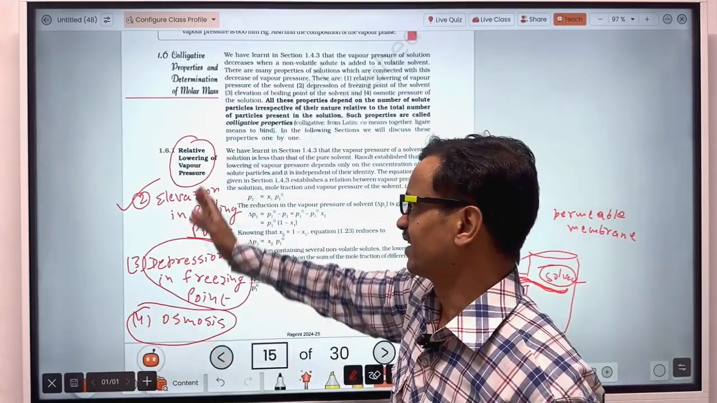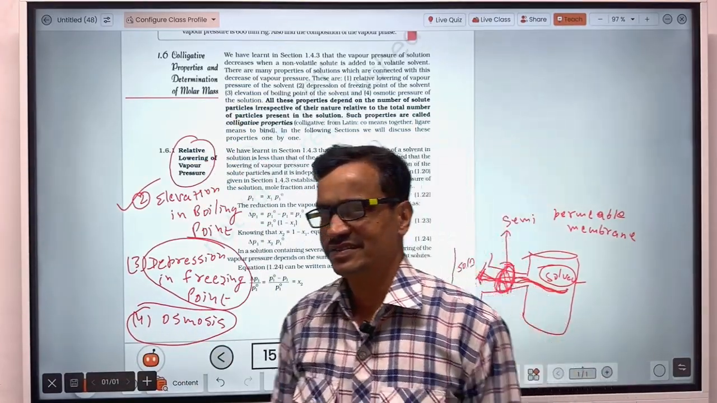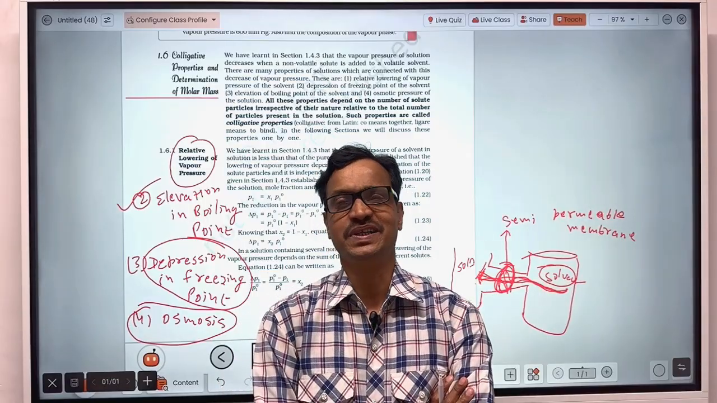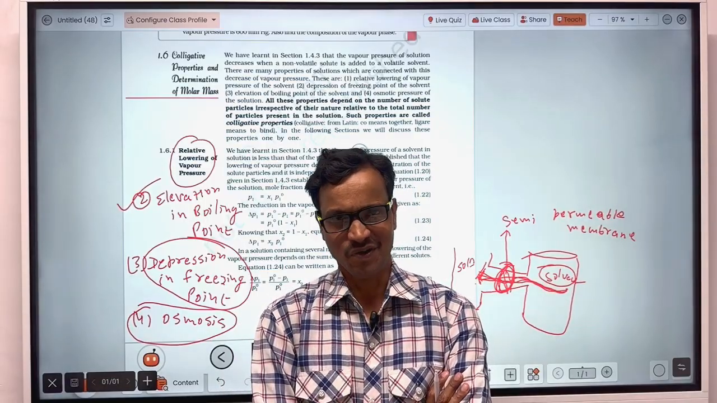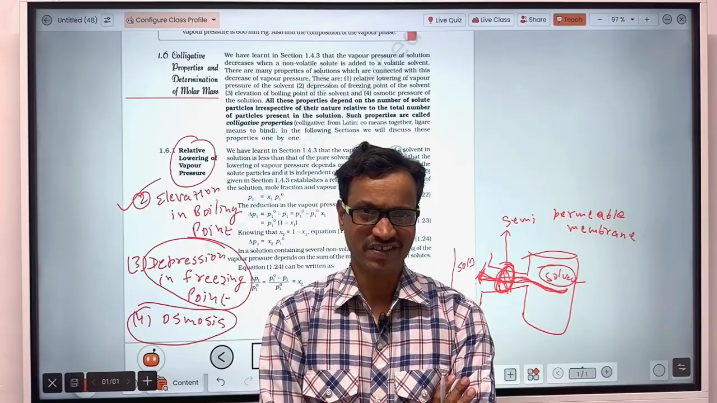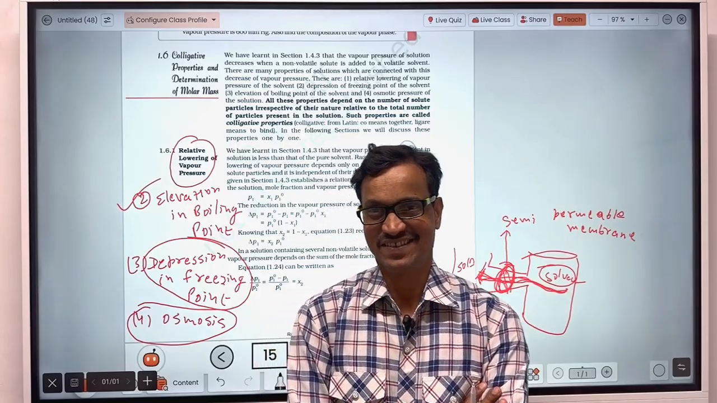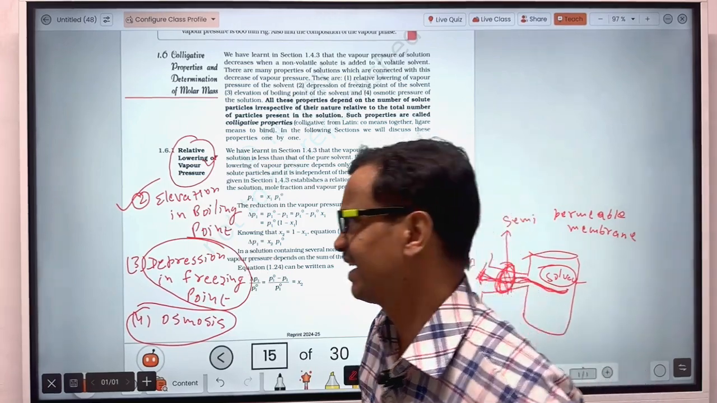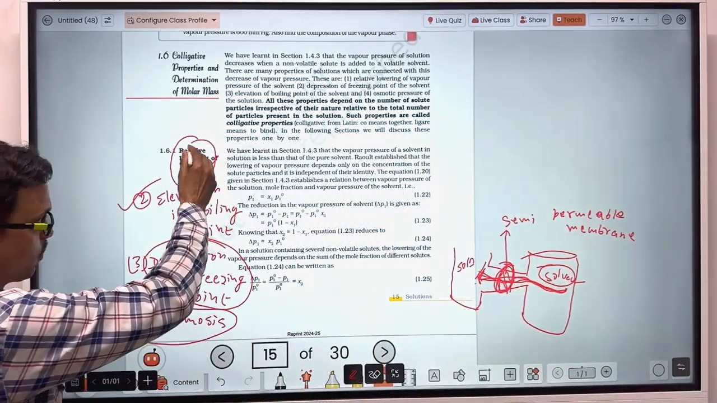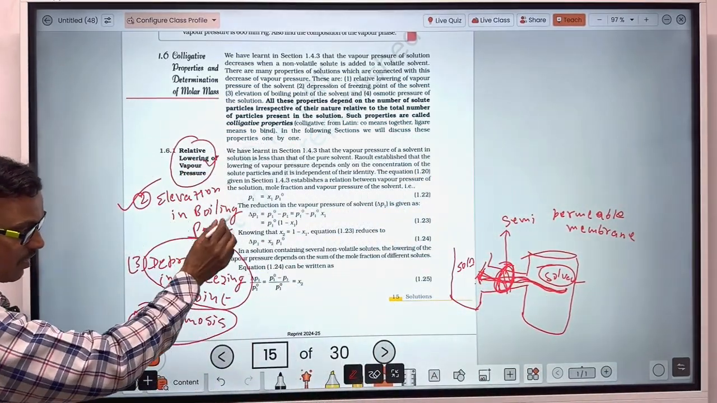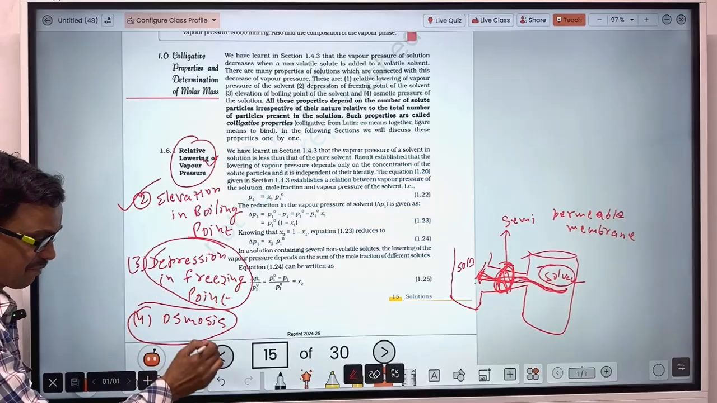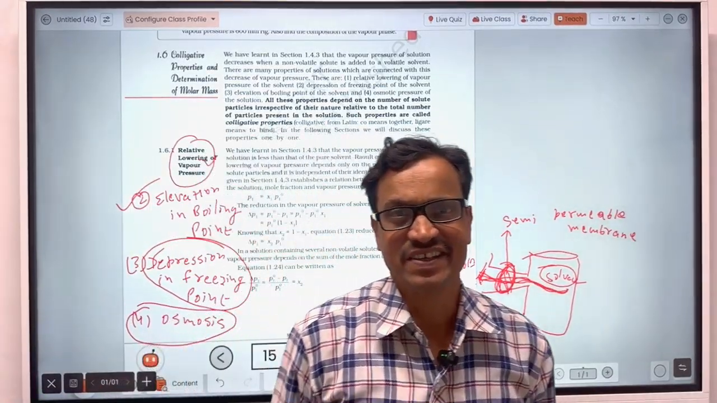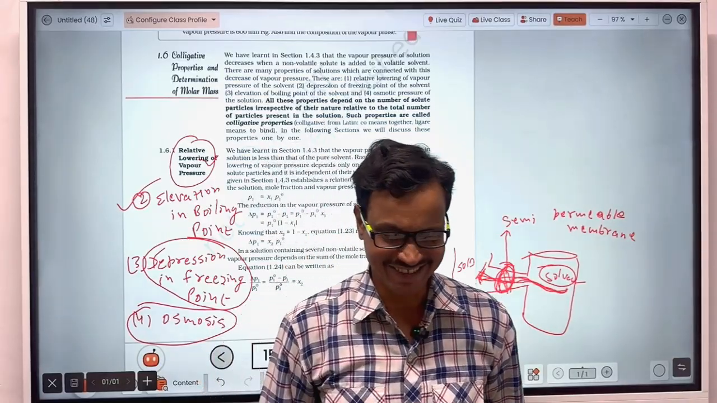About relative lowering of vapor pressure: that means when a solid dissolves in a liquid, the vapor pressure of the resulting solution will decrease. What will be the relationship between the concentration and the relative lowering of vapor pressure, elevation in boiling point, depression in freezing point, and osmosis? About that we will discuss in the next class.